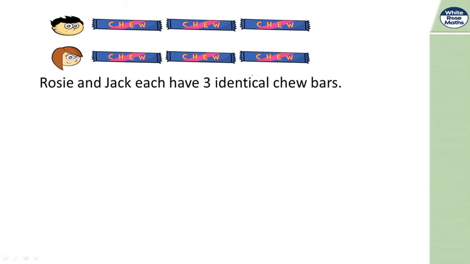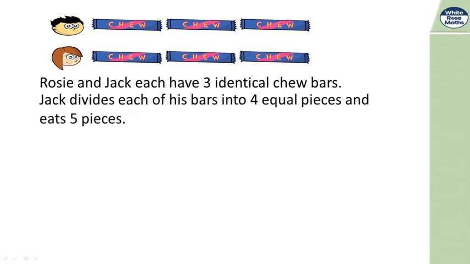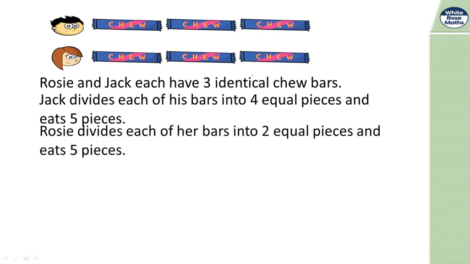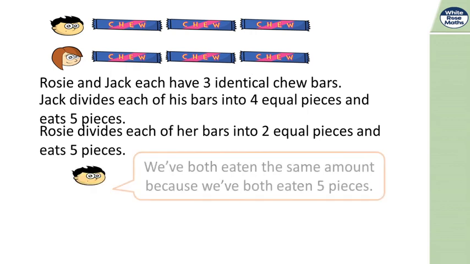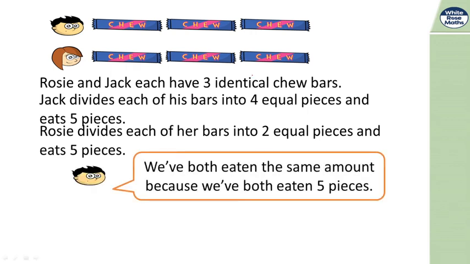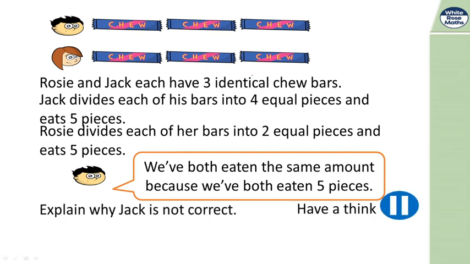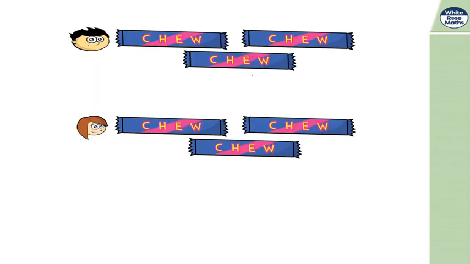Okay, so here we have some reasoning questions. Rosie and Jack each have 3 identical chew bars. Jack divides each of his bars into 4 equal pieces and eats 5 pieces. Rosie divides each of her bars into 2 equal pieces and eats 5 pieces. We've both eaten the same amount because we've eaten 5 pieces each, says Jack. Explain why Jack is not correct. So have a think about that. How can you make that into fractions and compare them?